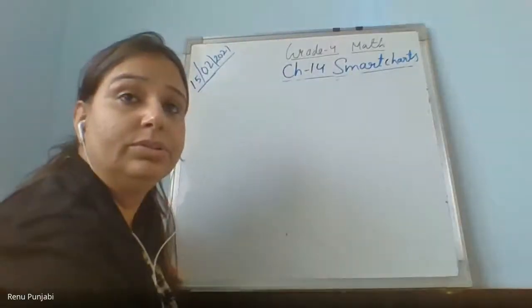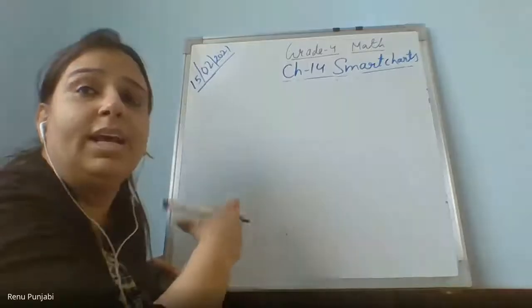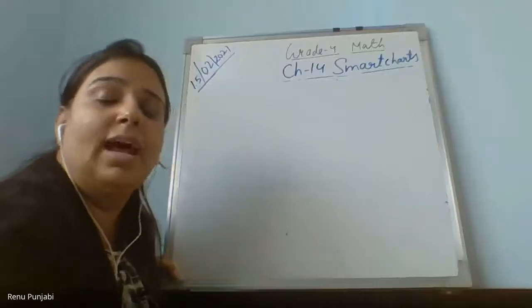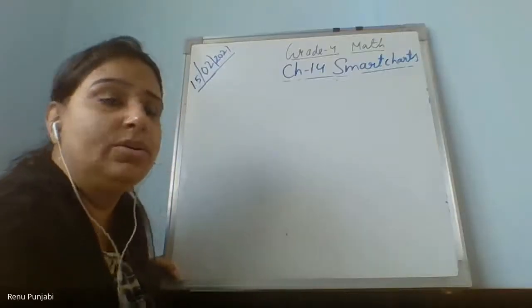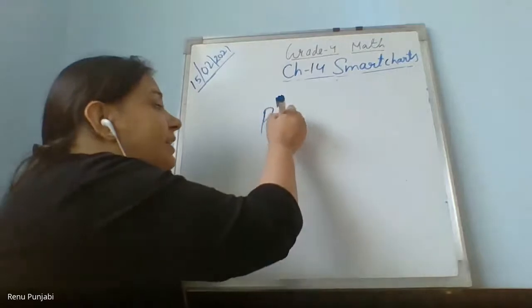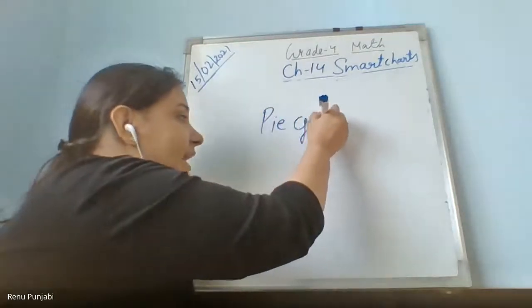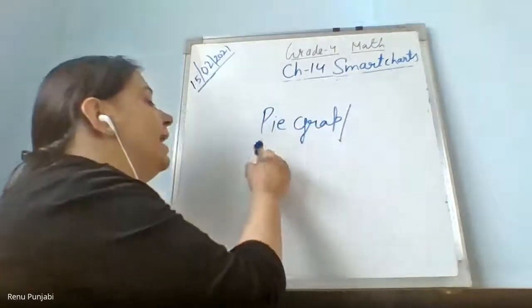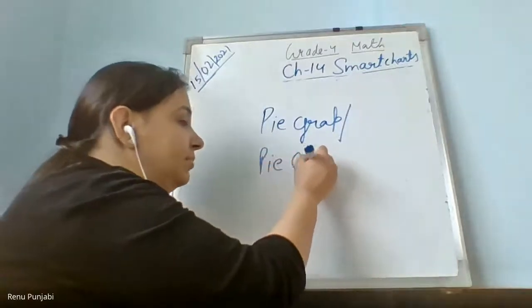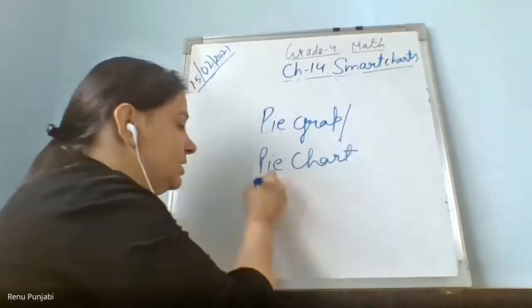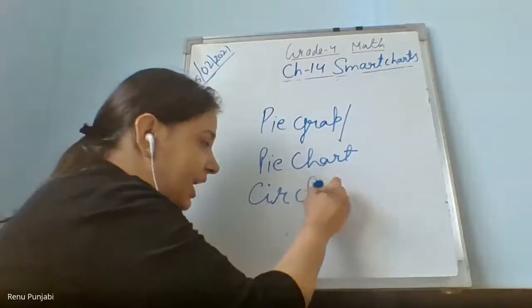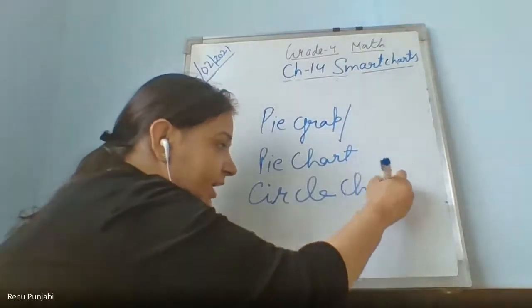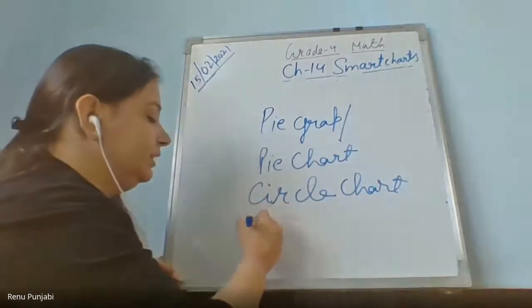For example, हाँ जी विहान बोलो. I am asking that, ma'am, there is one more chapati chart. So when we will do that? I will explain you that also. The pie chart, pie graph is also the name. Pie chart is also the name. Circle graph and circle chart is also the name of the same thing. Circle chart, circle graph.